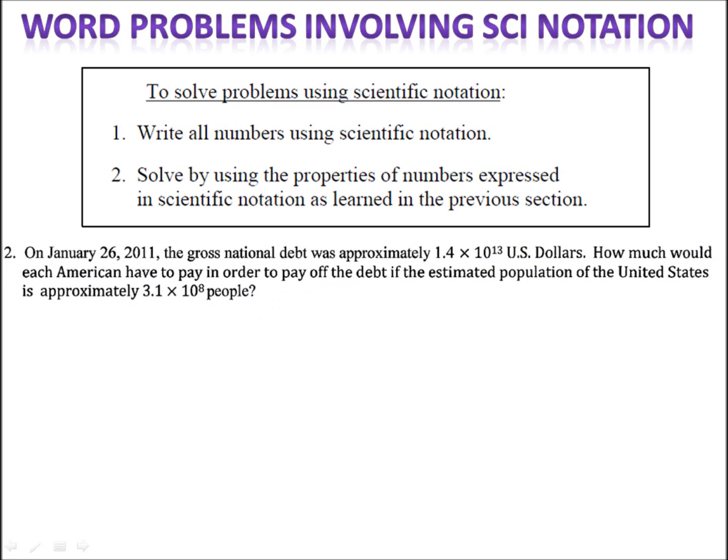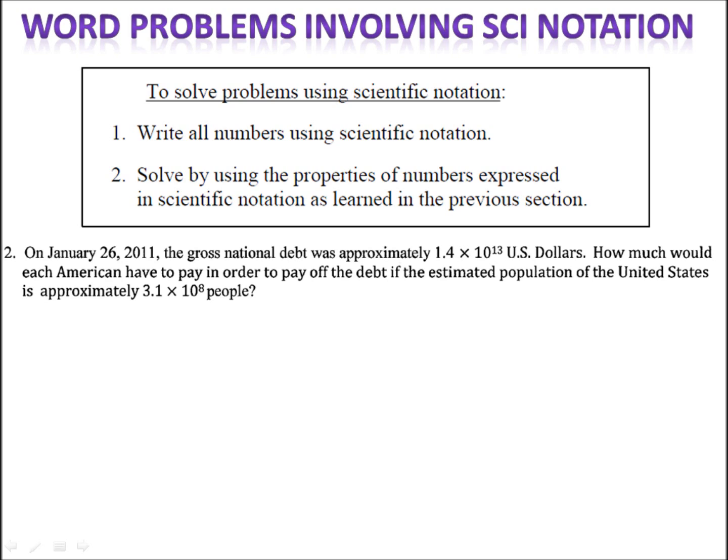In example 2, it discusses the gross national debt of our country. On January 26, 2011, the debt was approximately 1.4 times 10 to the 13 dollars. That's a whole lot of money. How much would each American have to pay in order to pay off the debt if the estimated population is 3.1 times 10 to the 8th?